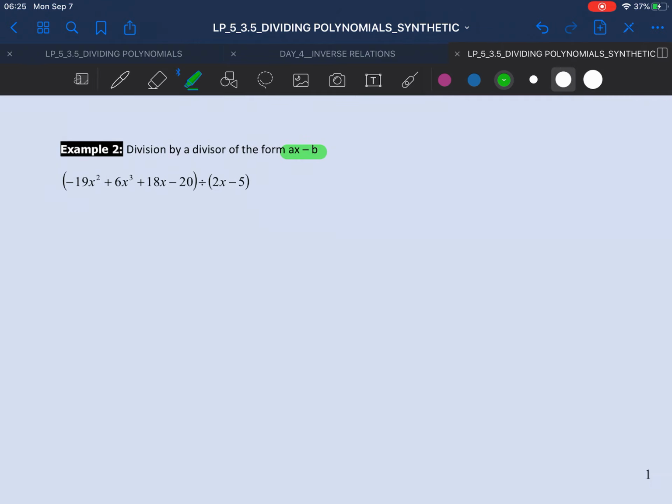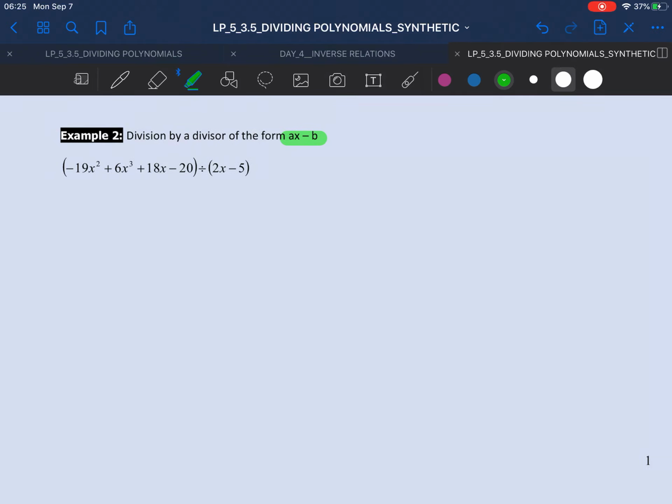Okay, so we have to divide the polynomial negative 19x squared plus 6x cubed plus 18x minus 20 by 2x minus 5. First thing that I want to do is list the terms from highest to lowest degree. So we have 6x cubed as our first term, minus 19x squared, plus 18x minus 20, divided by 2x minus 5.